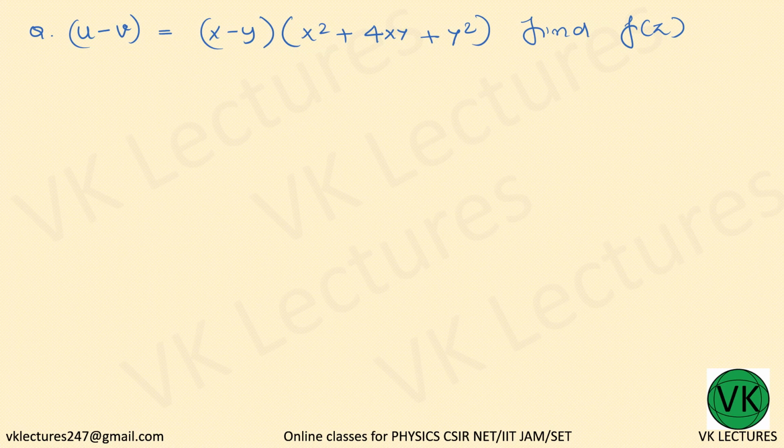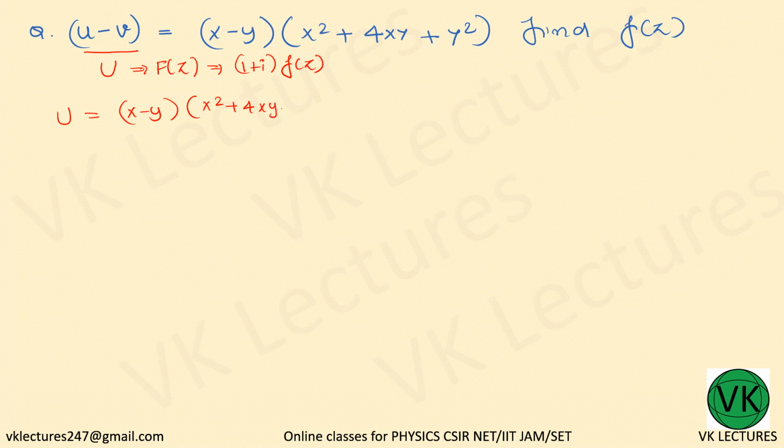Now the question is that u minus v is given. U minus v is in the sense the real part of the complex number F(z), which is equal to 1 plus i times f(z). This is what we need to remember here. Now u is given as capital U equal to (x minus y)(x² plus 4xy plus y²). Now let's write down the formula as well.